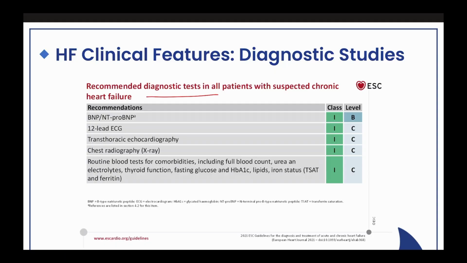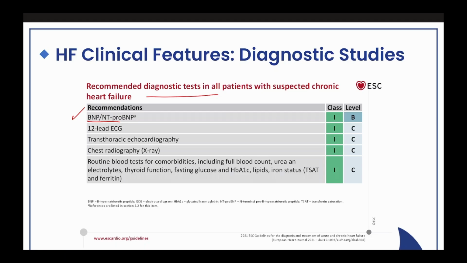Recommended diagnostic test in all patients with suspected chronic heart failure: get a BNP. BNP is a marker that we use. We don't use it like we use TSH. With TSH, we want that to be within a range. With BNP, we just want it to be reduced. So if you come in with acute heart failure and your BNP is 500, our goal is to get it lower than that and lower and lower. That's just a consequence of diuresing that patient. The BNP will come down naturally.